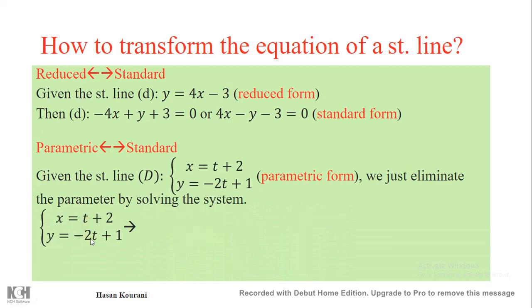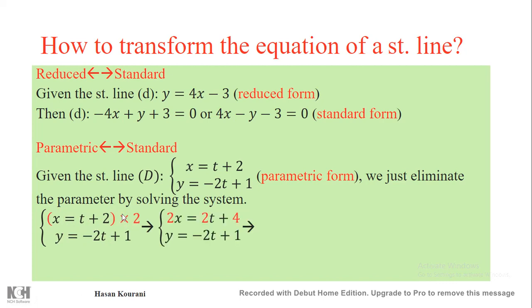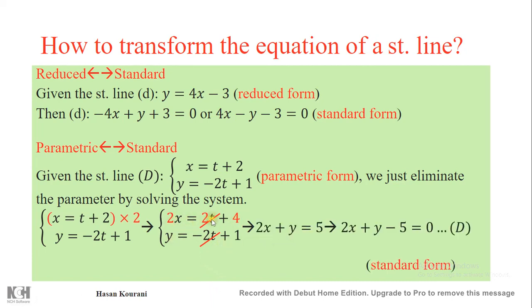Here we have -2t, so we need +2t in the other equation, and this can be done by multiplying that equation by 2, to get this equivalent system. After that, we just add these two equations, the left side with the left side and the right side with the right side, to eliminate the parameter. This way, we get 2x plus y equals 4 plus 1, which is 5. At the end, we get a standard equation with no parameter anymore, and this is a standard form of the same straight line D.